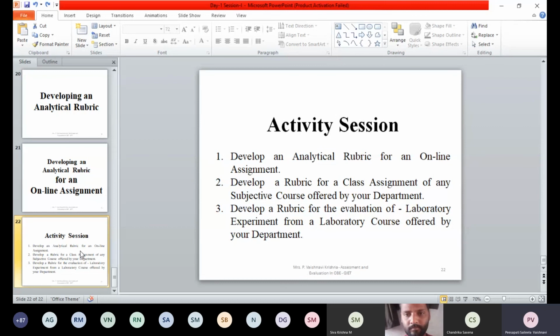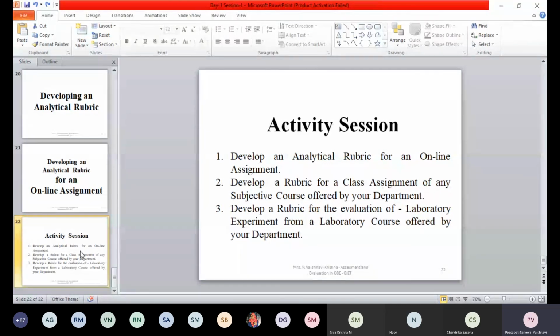You need to develop an analytical rubric for any one online assignment. I'm explaining you this, please pay attention. You will develop an analytical rubric for one online assignment of any subject of your choice in your stream, and then you will develop a rubric for a class assignment of any subjective course. Then develop a rubric for evaluation of a laboratory experiment. This is what is to be done in your third activity.